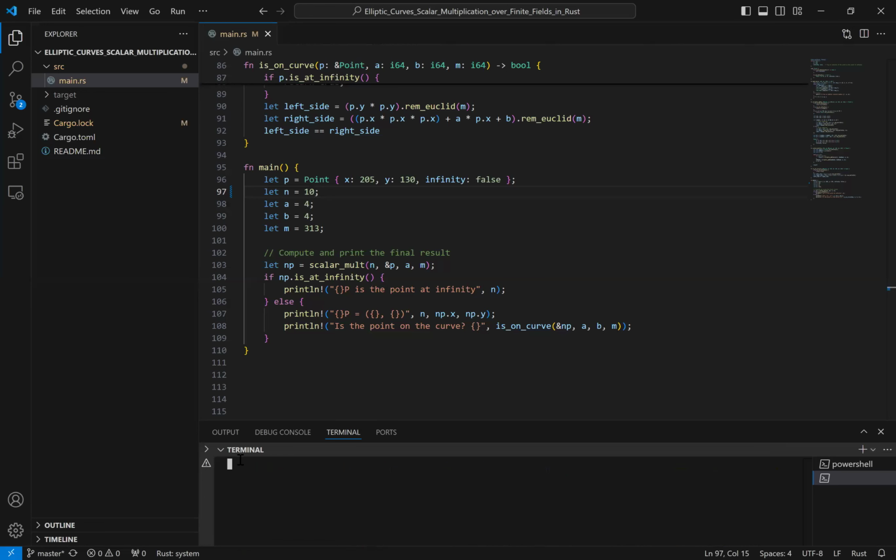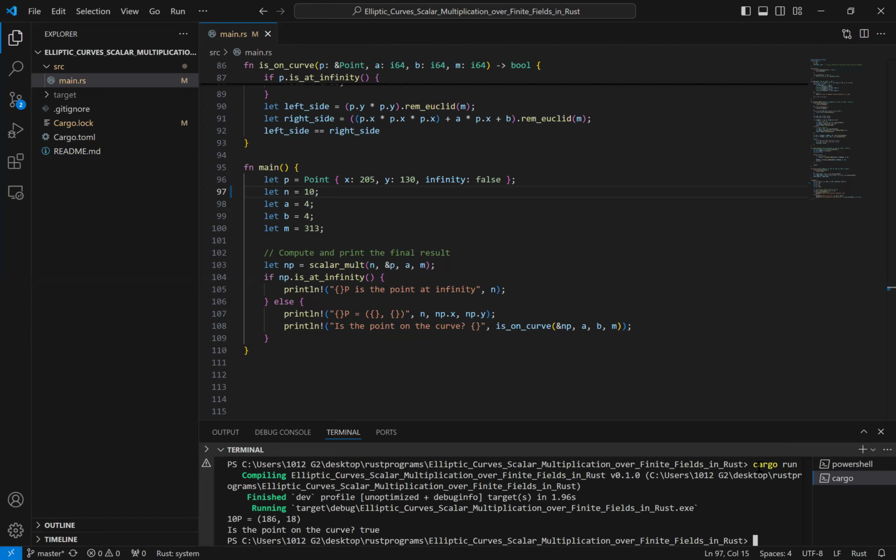So to get a 10p, it's going to do 2p, then 2p plus 2p gives us 4p, then 4p plus 4p will be 8p, then 8p plus 2p gives us 10p. So it's supposed to do all those steps. It has done 10p and it has given us the result. And this result again is on the curve. So that is how it does.